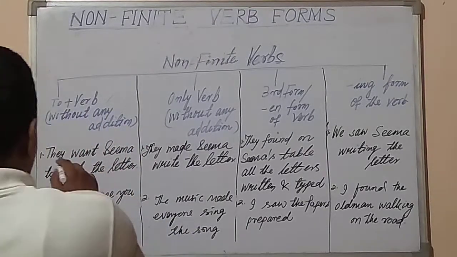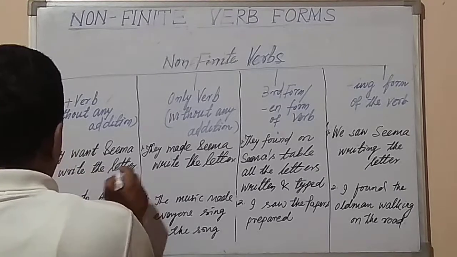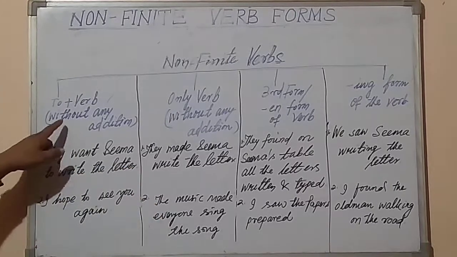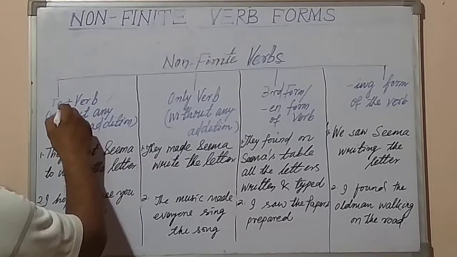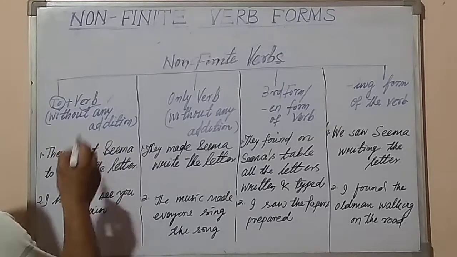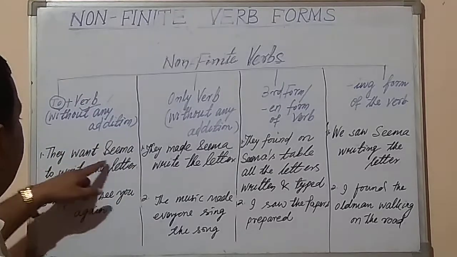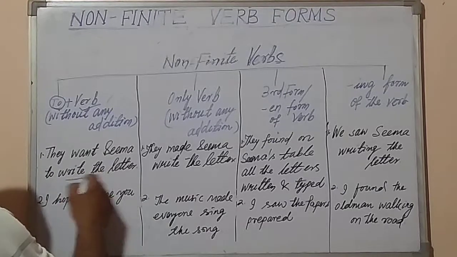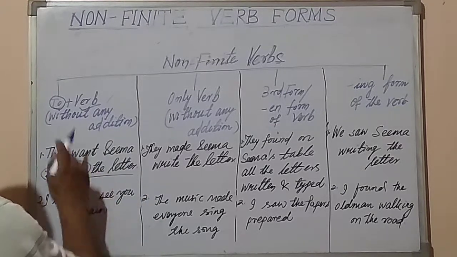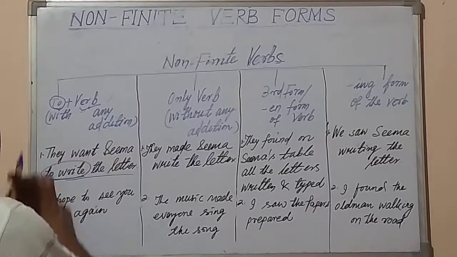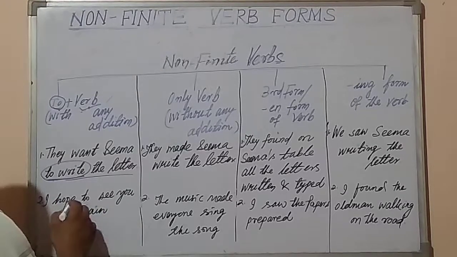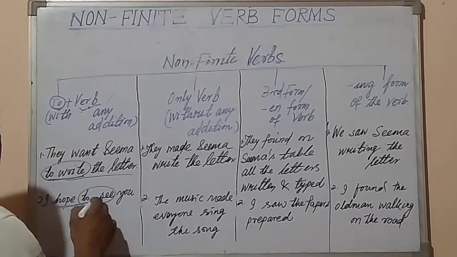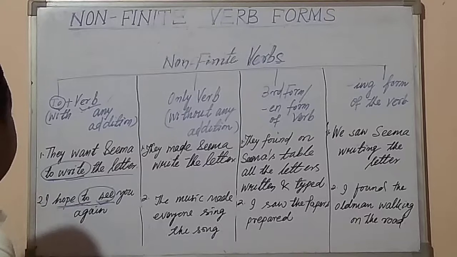They want Sima to write the letter. You see here, without any addition means to plus verb. Here "to" is added: to plus verb. In "they want Sima to write the letter", it is to plus write. And with any addition, you see here, "I hope to see you". Here, hope to see means to plus verb. Okay, this is one type.